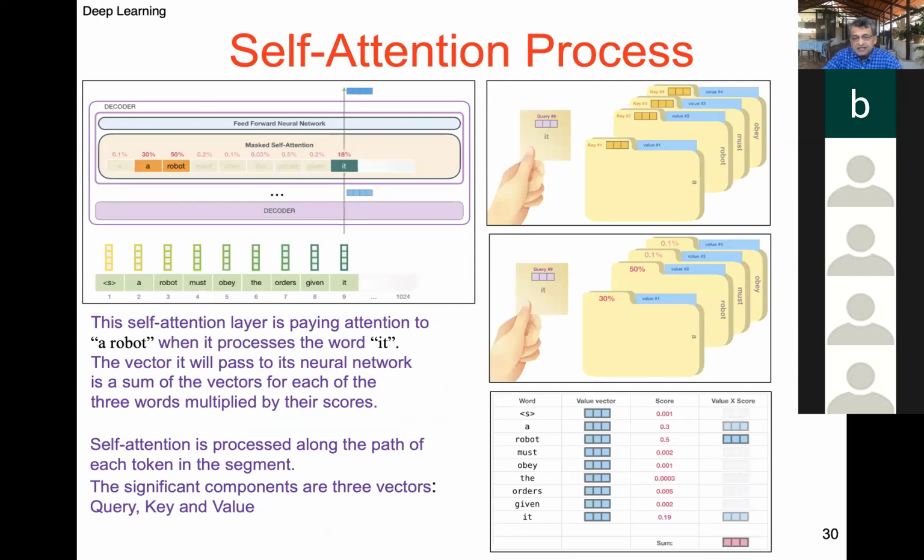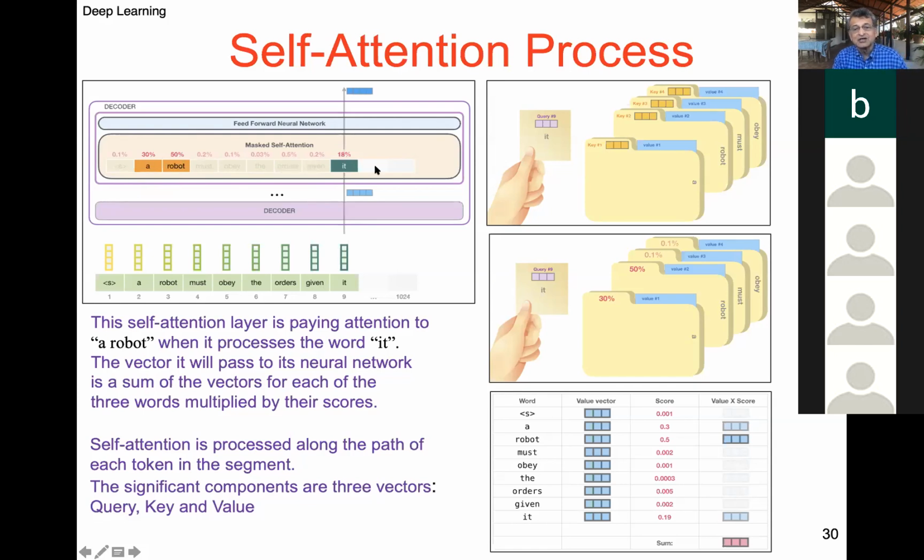And there is some terminology here. If you really want to get into this, there's talk about query, key, and value, and how words are processed, and it illustrates the concept. Consider the sentence: a robot must obey the orders given it. The masked self-attention is saying "it" depends on "a" and "robot," and there is a certain weightage associated with the dependency of "it" on "a" and "robot."